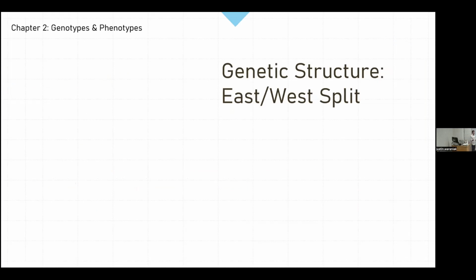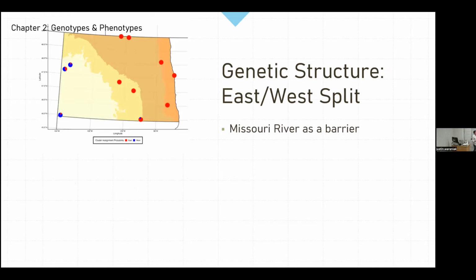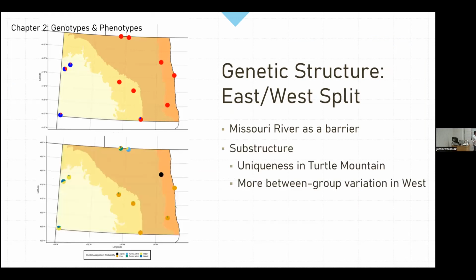So what do we see in terms of genetic structure among our 11 sample sites? Well, again, we see this really strong east-west split. We have our blue group west of the Missouri River, and then our red group east of the Missouri River. And then looking at substructure, we see a little bit of uniqueness up here in Turtle Mountain. And we also see that the western populations might have a little bit more substructure than our eastern populations, which tend to be more homogeneous.